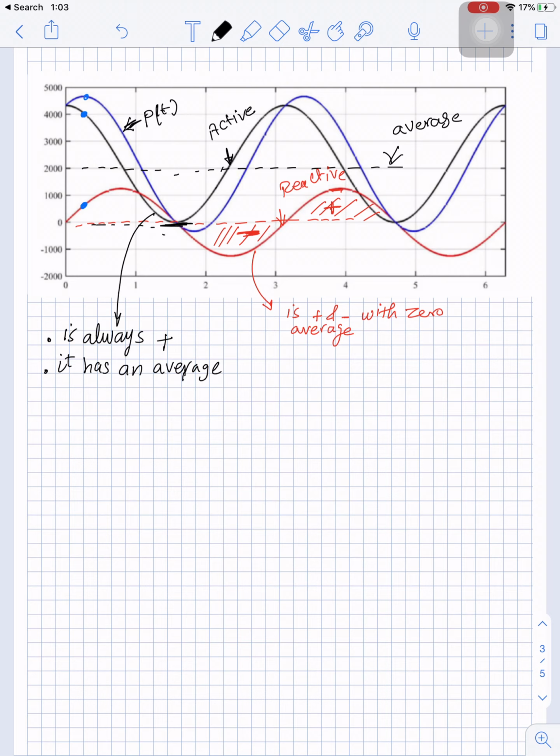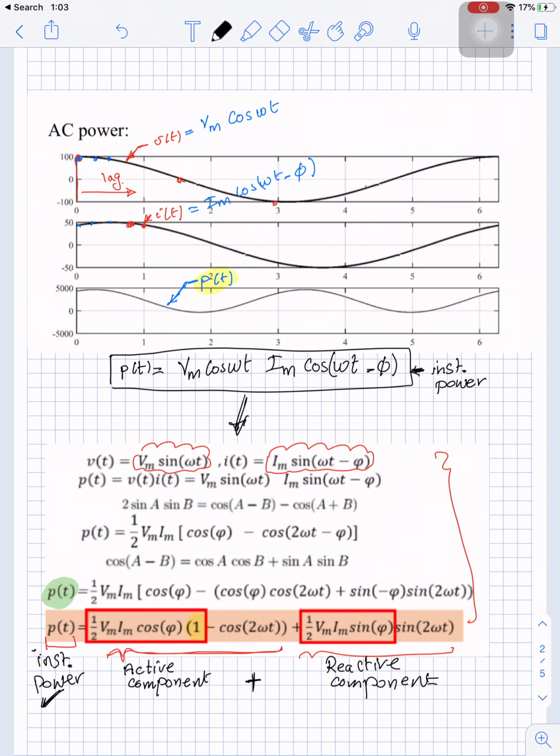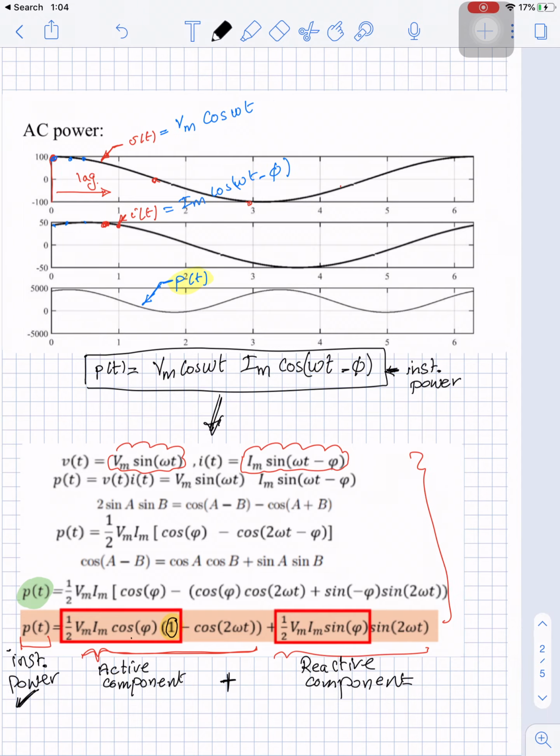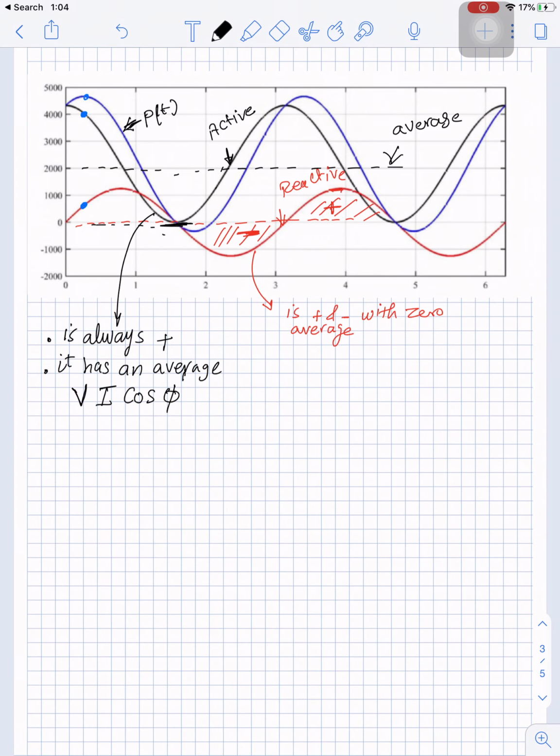The value of this average is VI cos phi, as we did last time. If we go here, the value of the average, which is multiplied by 1, is Vmax Imax over 2 cos phi, and we said that Vmax Imax over 2 is V RMS I RMS. So the average power is VI cos phi.